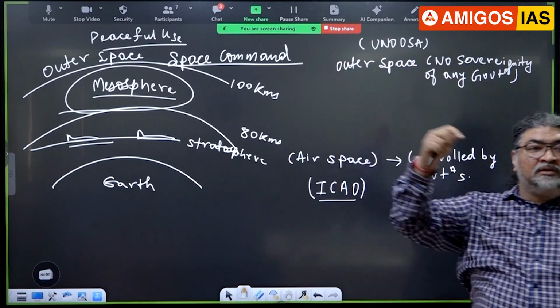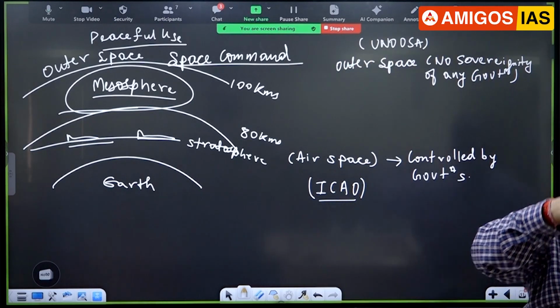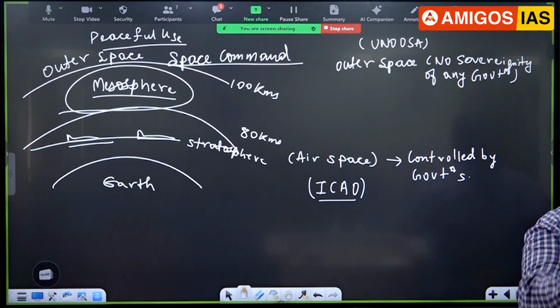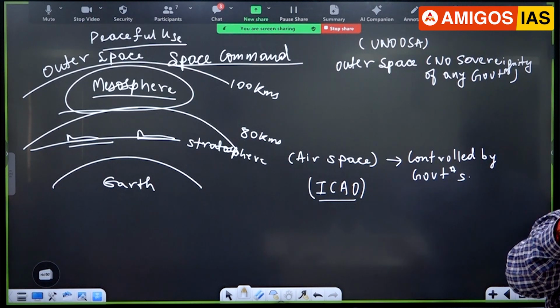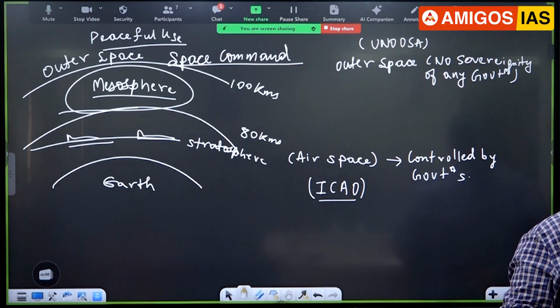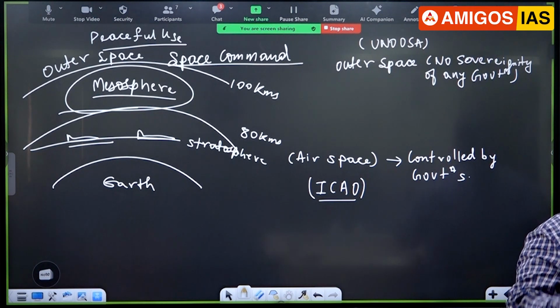What is the full form of UNOOSA? United Nations Office for Outer Space Affairs. I'll repeat again: United Nations Office for Outer Space Affairs. That is outer space there. Are you able to understand?